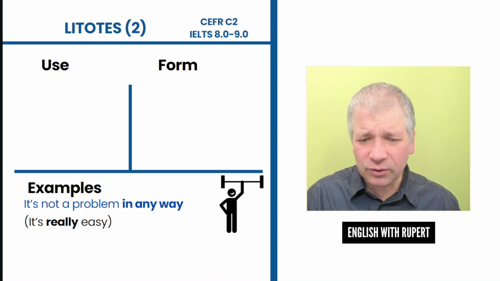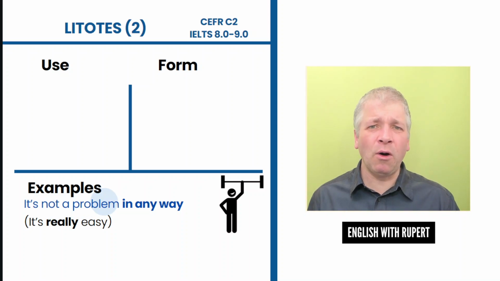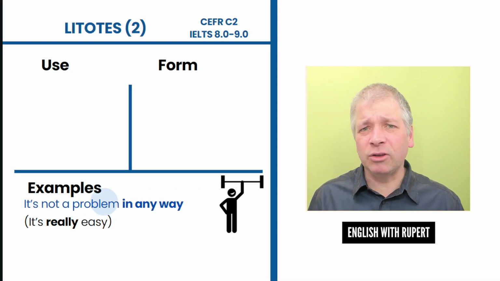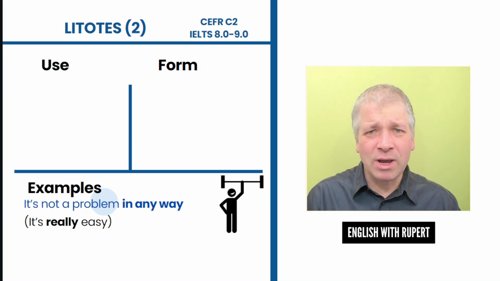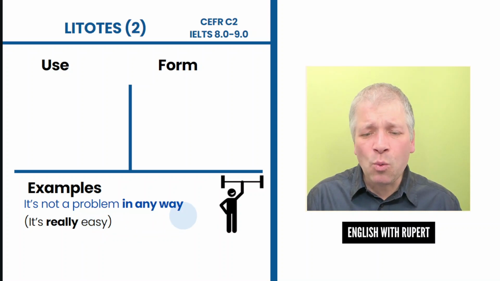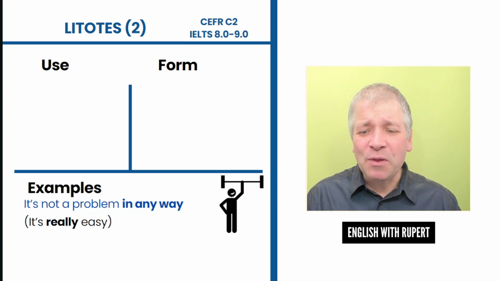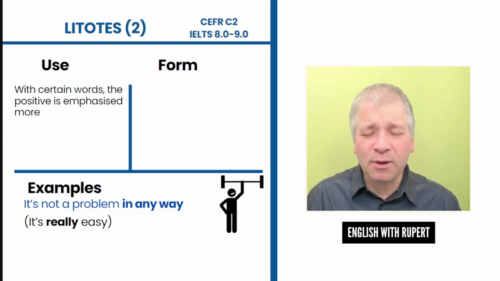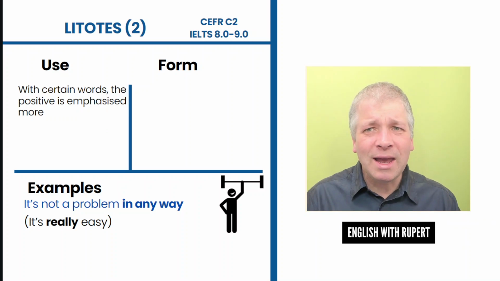So here we have two words that have a negative meaning attached to them. We have not and problem. So we have this sense of the two negatives leading to the positive. When we say it's not a problem, we mean really the opposite. We mean it's easy. But this extra phrase here, in any way, means it's really easy. It emphasizes the positive even more. And with certain words and phrases, the positive is emphasized more in this way.